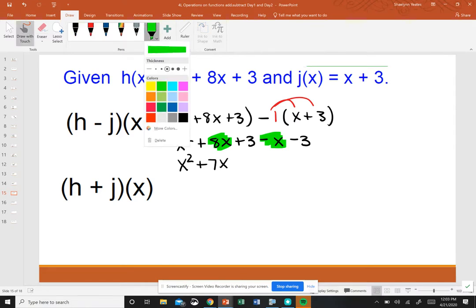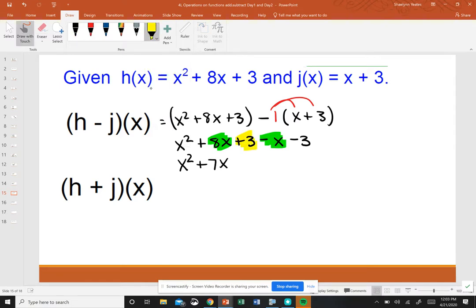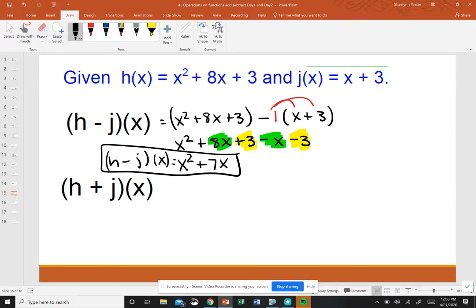And then the other like term is a positive 3 and a negative 3, which added is 0. So then h minus j of x equals that equation there.